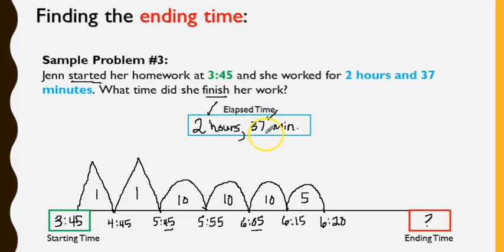So far I've done 35 minutes. I need 37 minutes. So 2 little rocks, 6:21, 6:22. Okay, so that is my ending time. So I'm going to erase that and then write that in the end. 6:22. That's when she finished her work, was at 6:22.